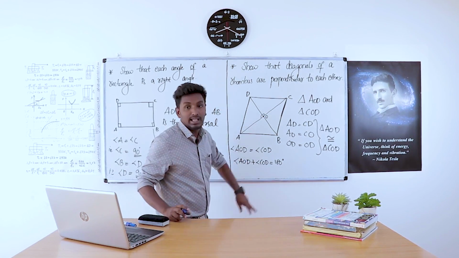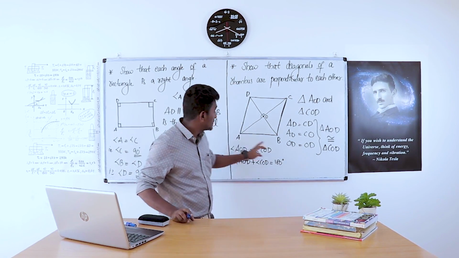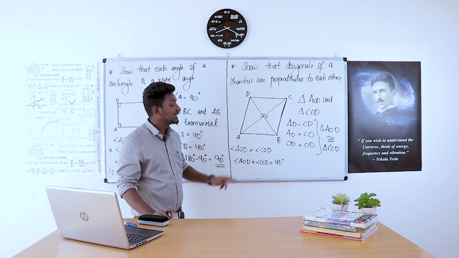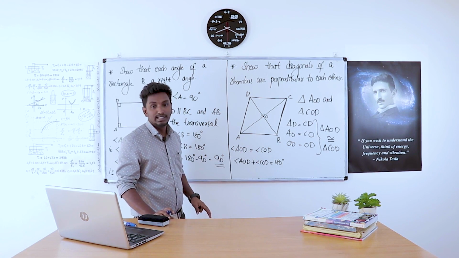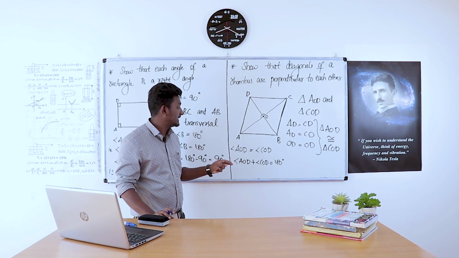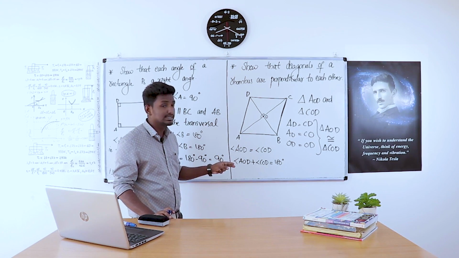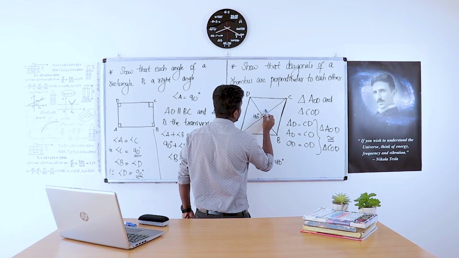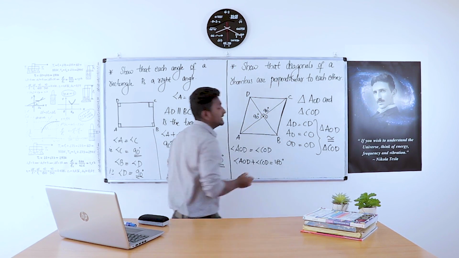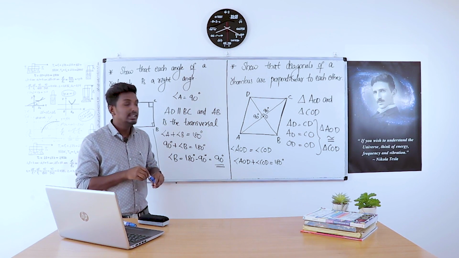The sum of the angles is 180 degrees and both the angles are equal. Therefore, we can say that each angle is 90 degrees.